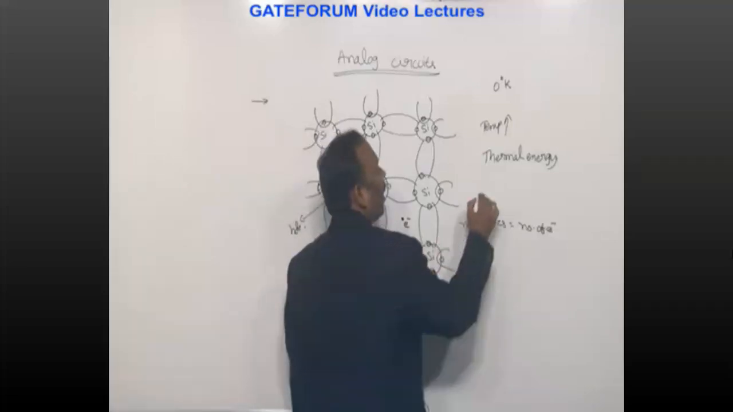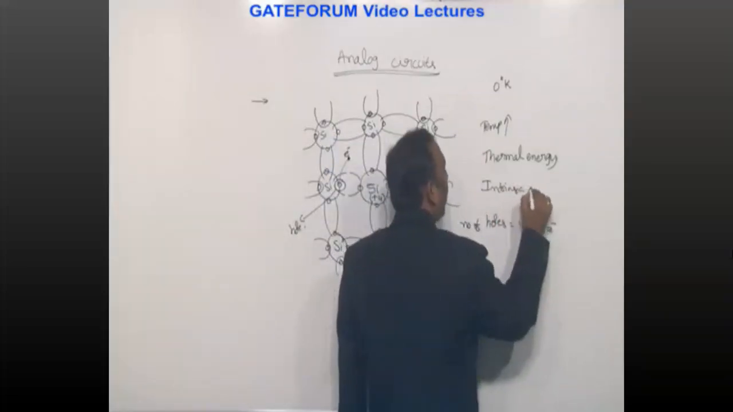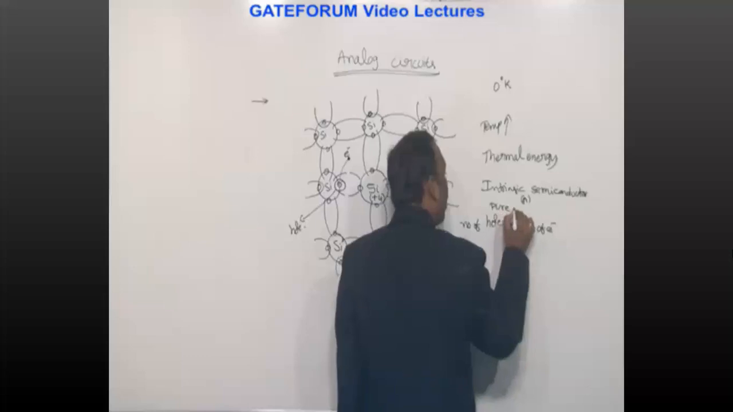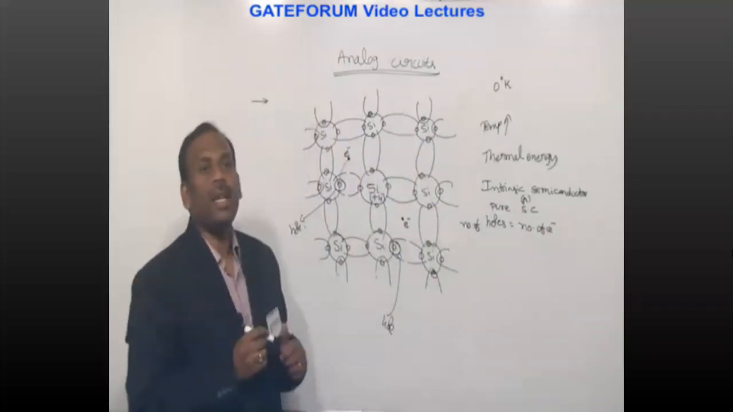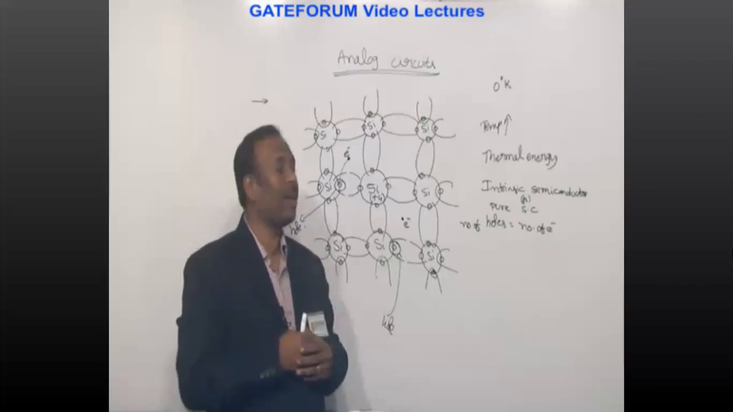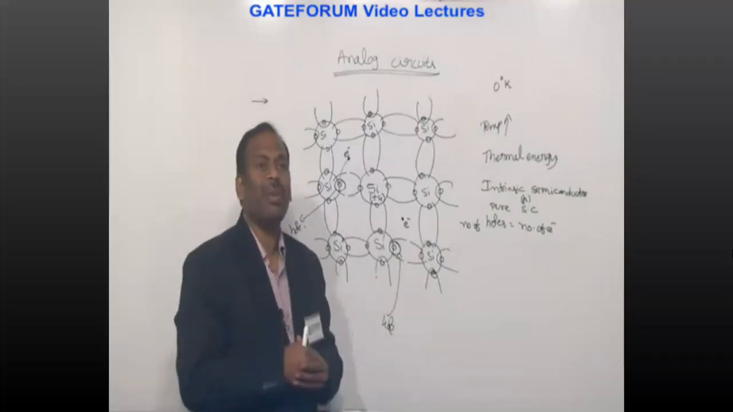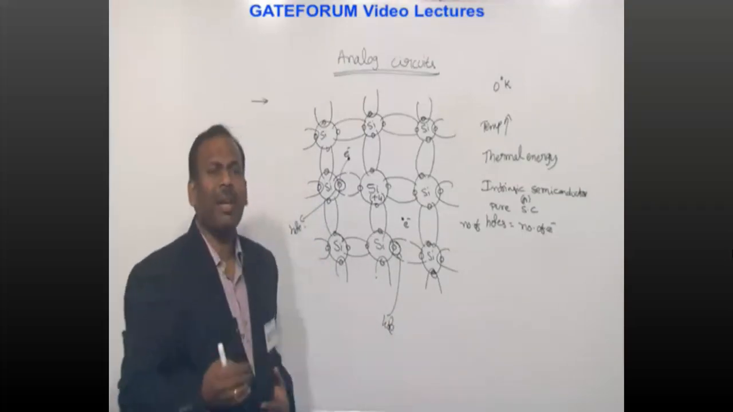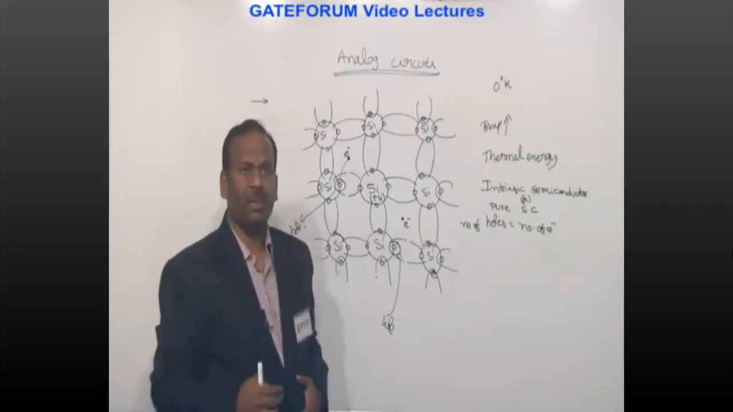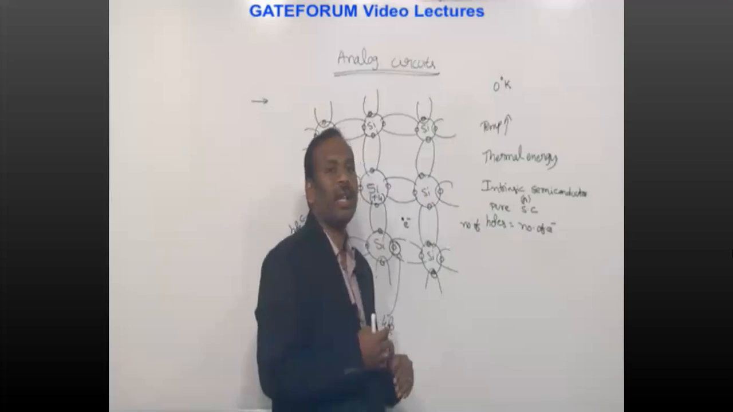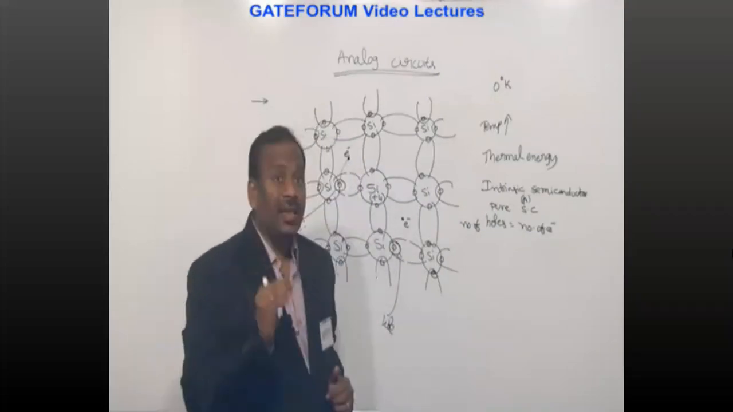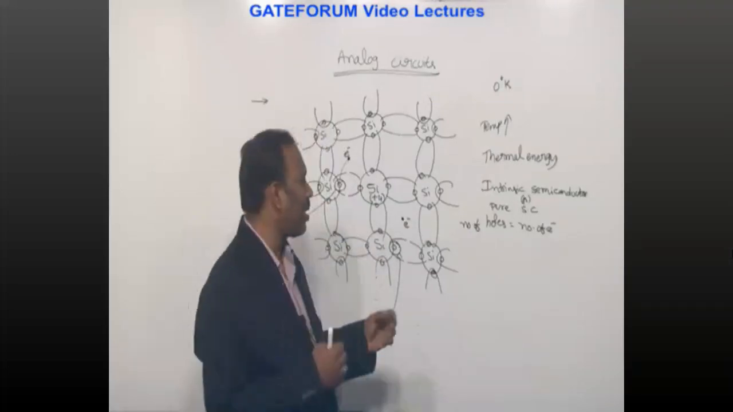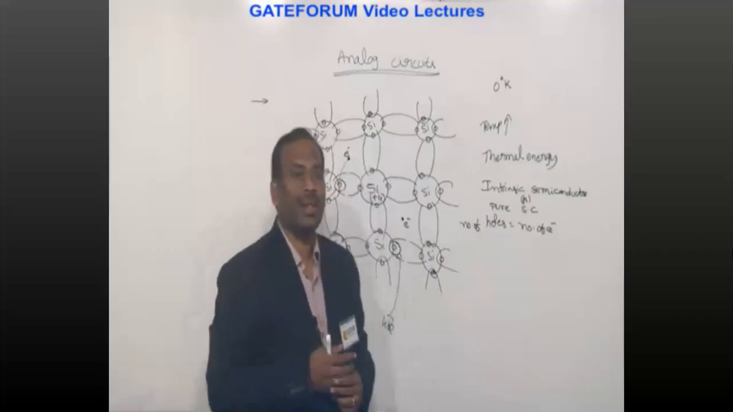This is called an intrinsic semiconductor, or it is also called a pure semiconductor. Silicon and germanium are called intrinsic or pure semiconductors. Why it is called pure semiconductor: we have not added any impurities. What is meant by impurity, why we have to add impurities, what is the purpose, all these things we'll see one by one. An example of an intrinsic semiconductor is either silicon or germanium. In an intrinsic semiconductor, the number of holes equals the number of electrons.